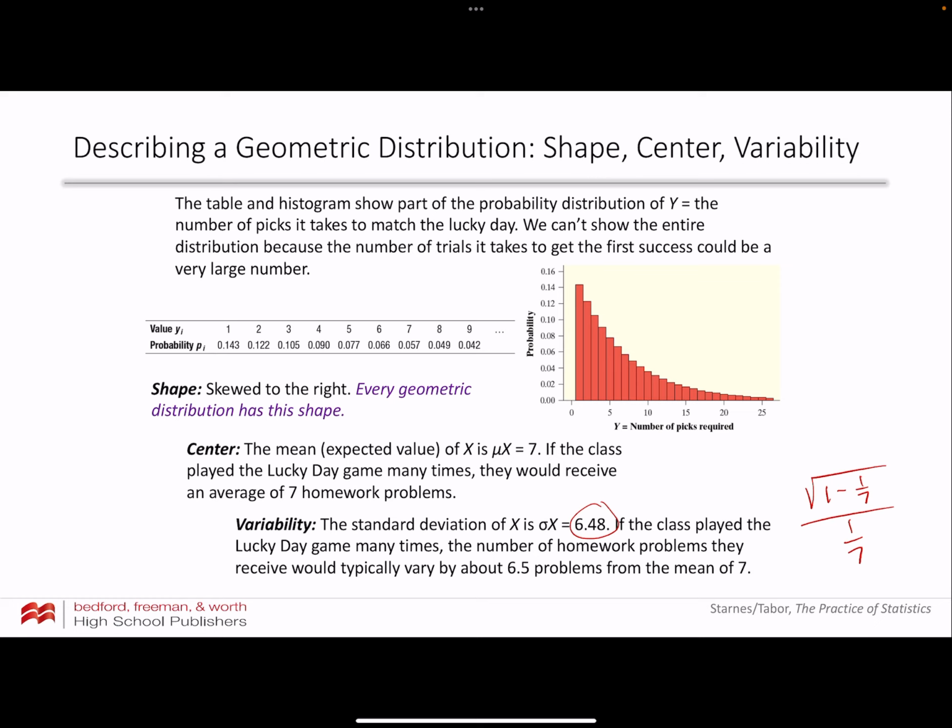And here's your interpretation. So if the class played the Lucky Day game many, many times, the number of homework problems they would receive typically varies by about 6.48 problems from that mean of 7 that we found up above. So that's it, right?